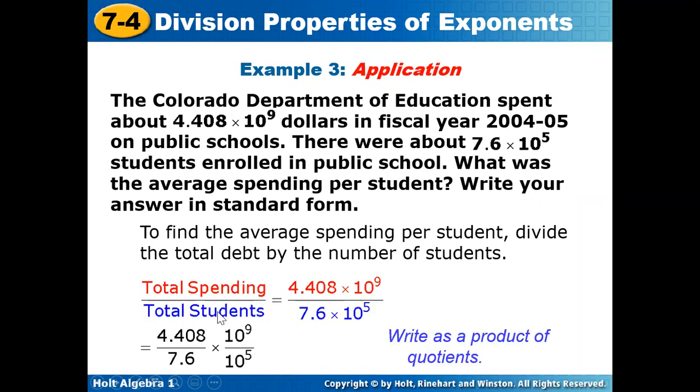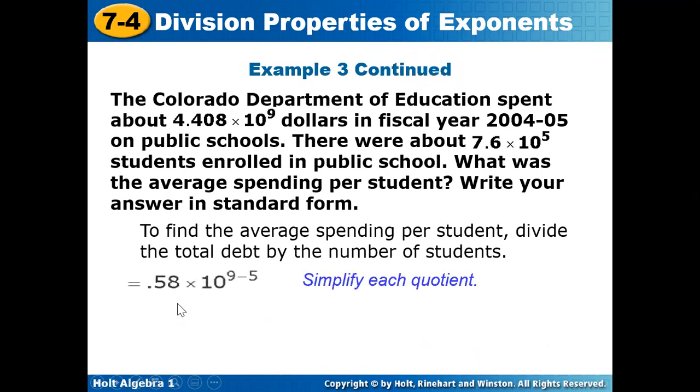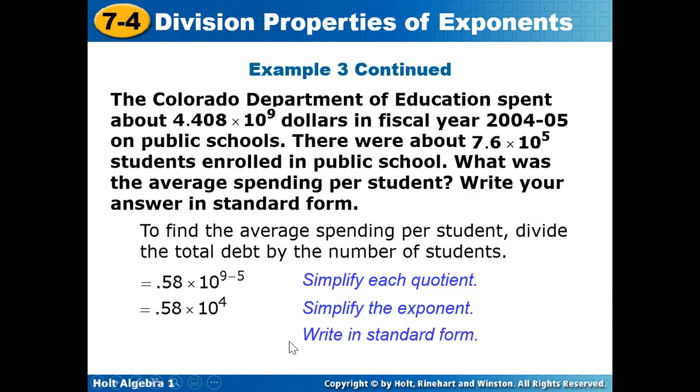So 4.408 divided by 7.6 is 0.58. And then you have your 10 to the 9 minus 5 gives you 0.58 times 10 to the 4th. And you can write it in standard form because you want to know the average spending for students. So you need an actual whole number. So it's $5,800 per student.